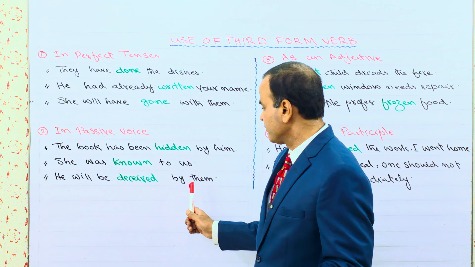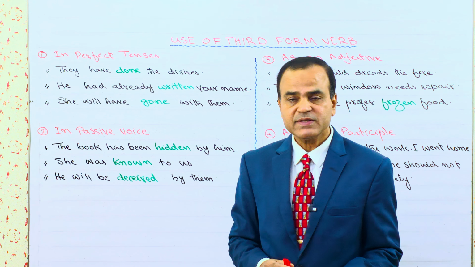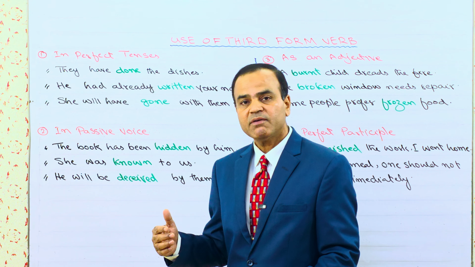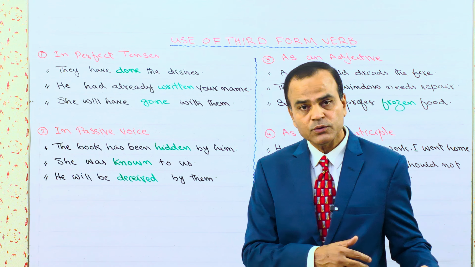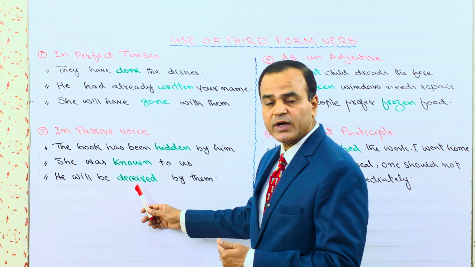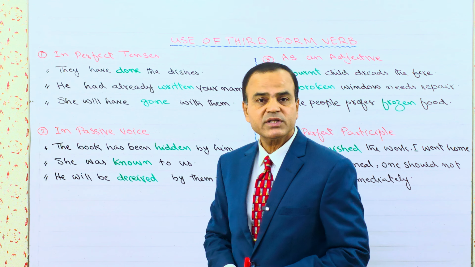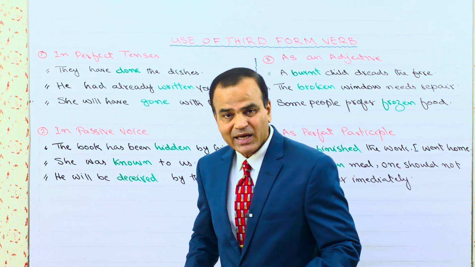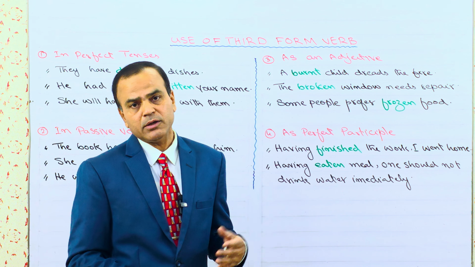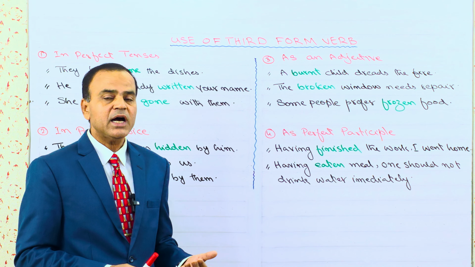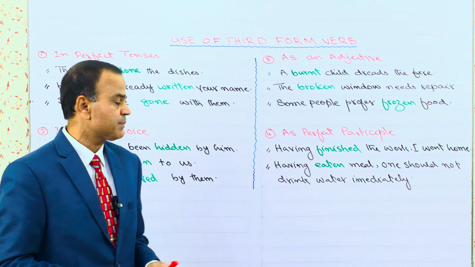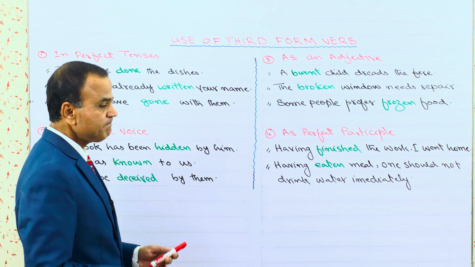He will be deceived by them. The active sentence is they will deceive him. But when we are changing it into passive, besides making other changes, we are also changing the verb deceive into deceived, which is the third form. This is another very common use of the third form of the verb, that in all perfect sentences and all sentences that are written in passive, we use the third form of the verb.